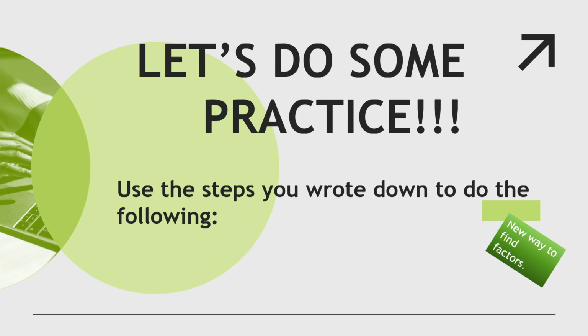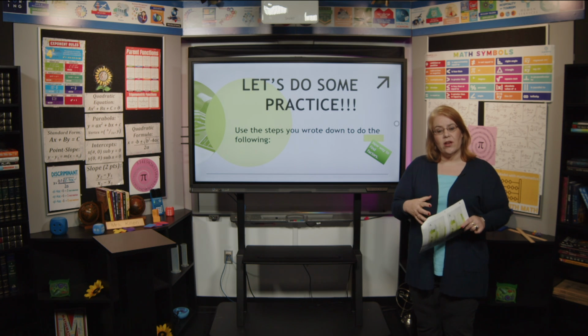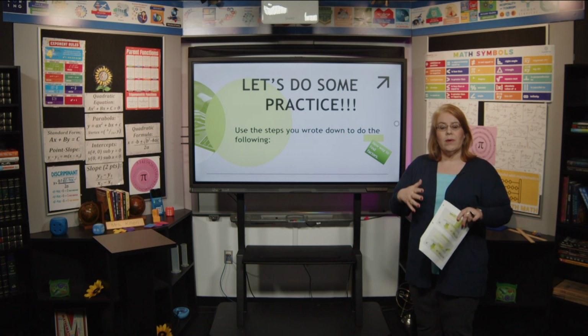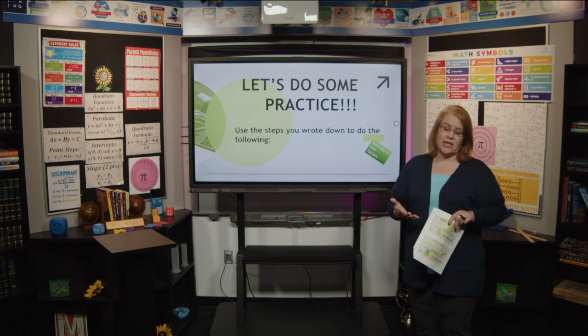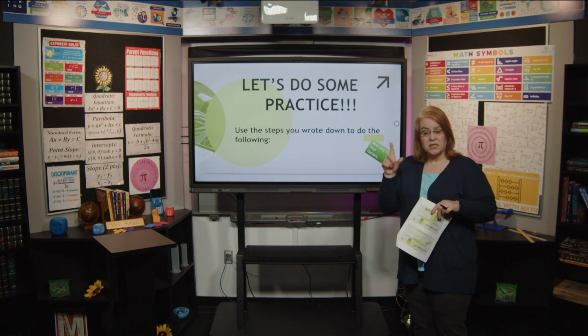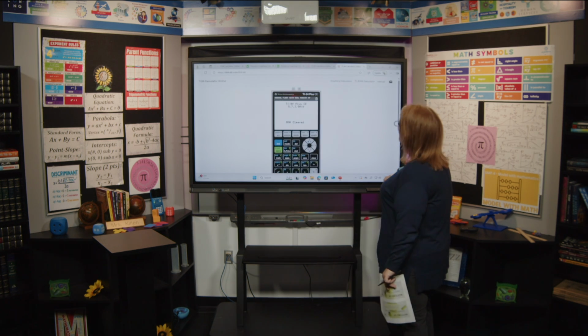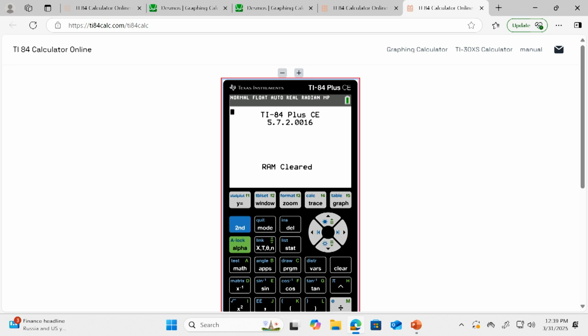So now let's do some practice. We want to use the steps that we've written down to do the following problems. Now, a new way to find factoring. I want us to not be scared of these quadratic factoring because I don't remember my multiplication tables. That's okay. Sometimes I forget, so it's okay. Let me show you. Everybody watch. I am going to pull up my calculator.